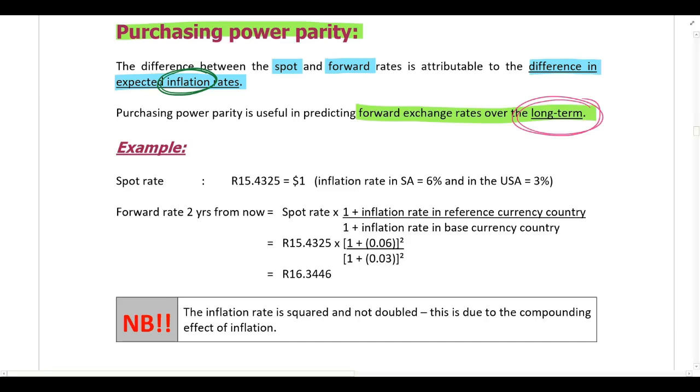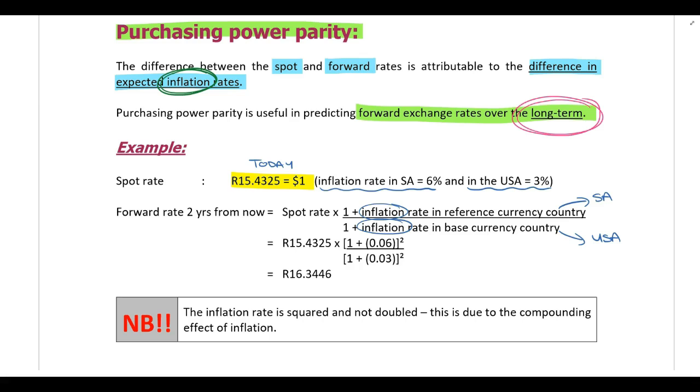So look at the example below. Once again, you are given the spot rate today. So that is my exchange rate today. I know that my inflation rate in South Africa is 6% and my inflation rate in the USA is 3%. You can see the formula below is exactly the same as the formula we looked at with interest rate parity. However, the only thing that changes, instead of using interest rates, we are now using inflation rates. And remember, I said to you, this is just going to be the South African inflation rate, and this is going to be the inflation rate in the USA.